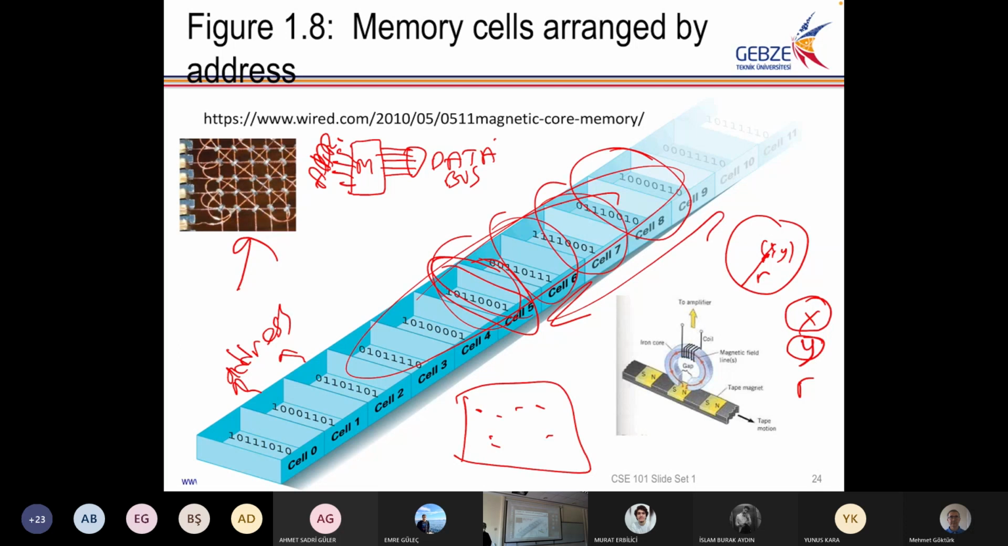If the cell size is 8-bit, only 8-bit. What do you mean by what kind of data? Maybe color or something. Good idea. You have to encode information.